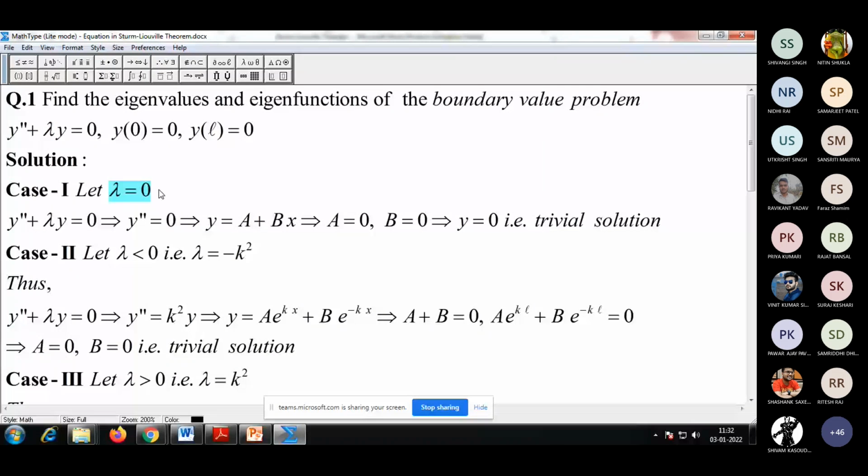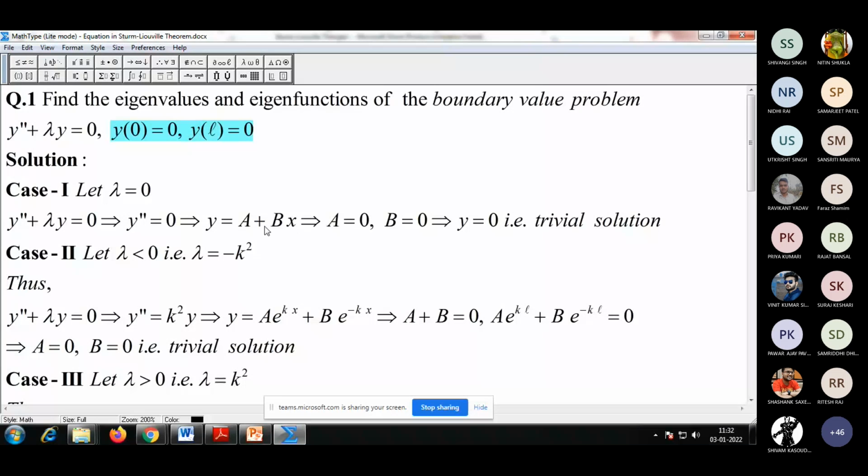We assume that lambda equal to 0. When lambda equal to 0, then y double dash plus lambda y equal to 0 becomes y double dash equal to 0. In this case, y will be a plus bx. Simply we may integrate it. First y dash equal to some constant b, and then again we integrate, then y is a plus bx.